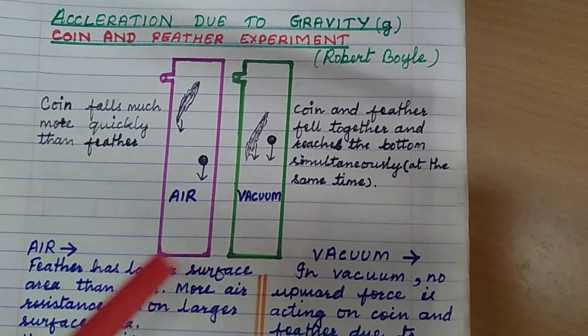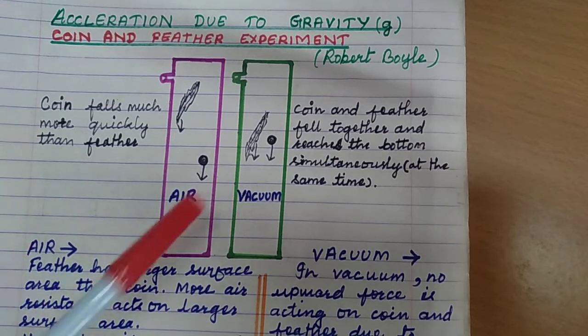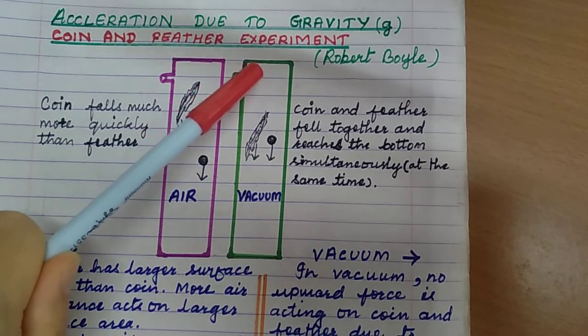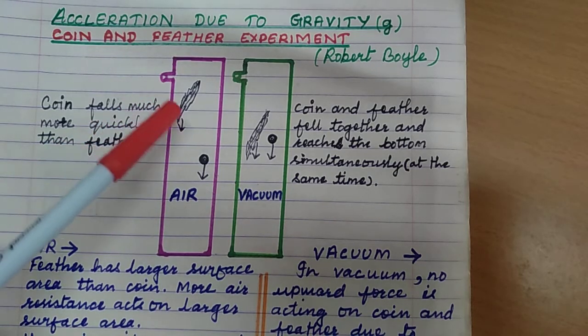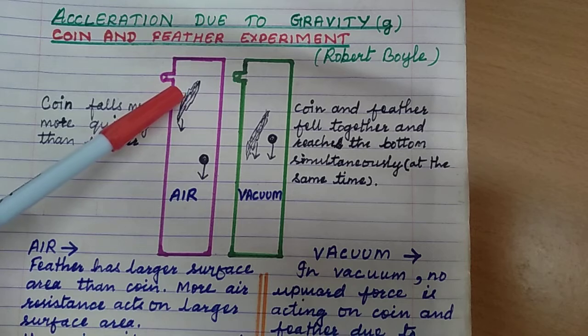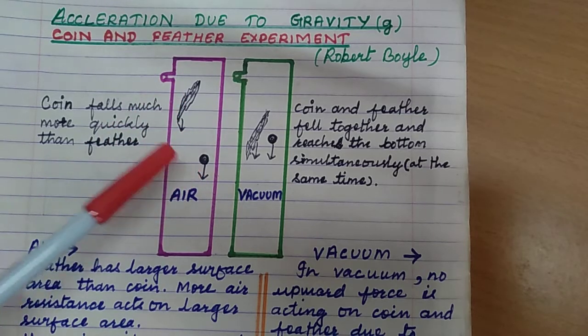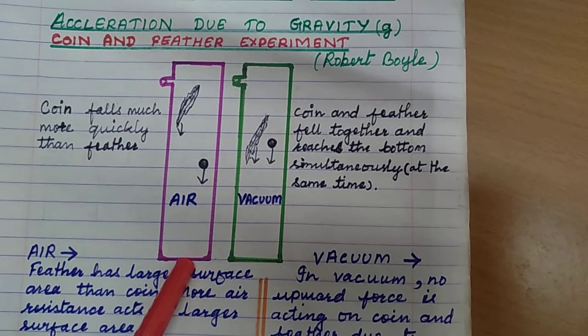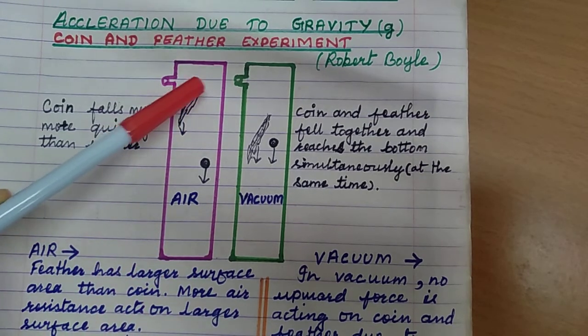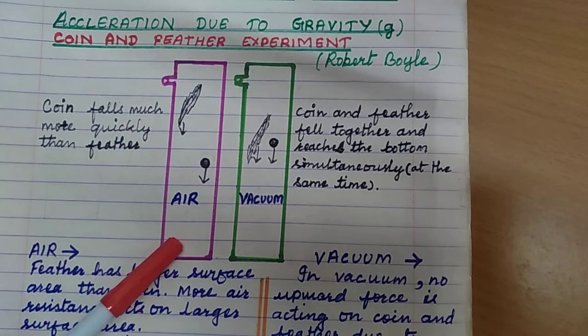Vacuum means not even air is present. Air is taken out through this hole and the cylinder is made completely vacuum, completely empty. So in the first case, when there was air, the feather fell slowly, much slower than the coin. The coin fell much quicker than the feather and touched the bottom, whereas the feather fell down slowly, when there was air.